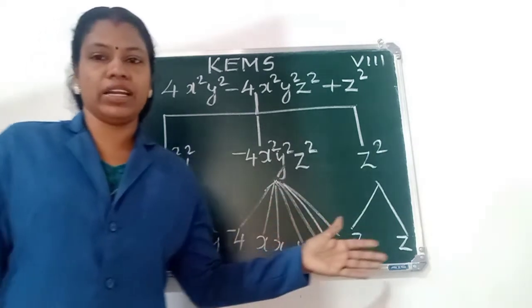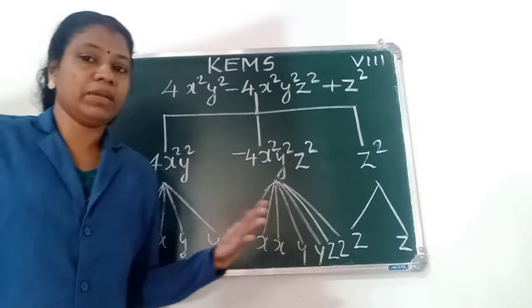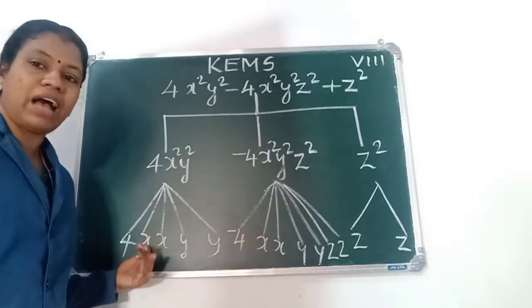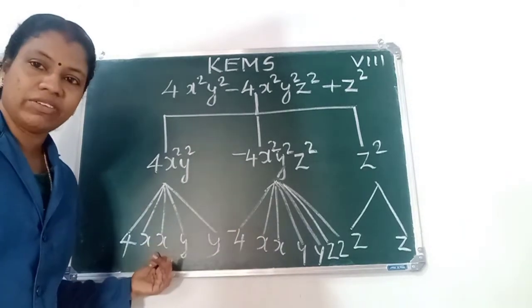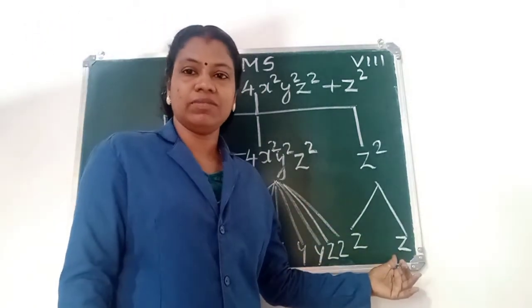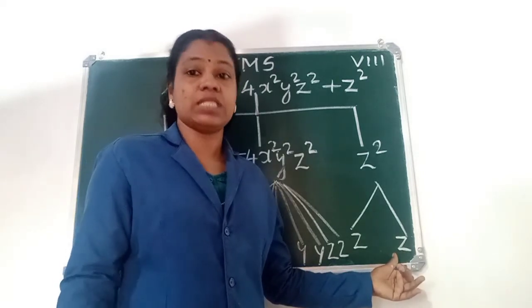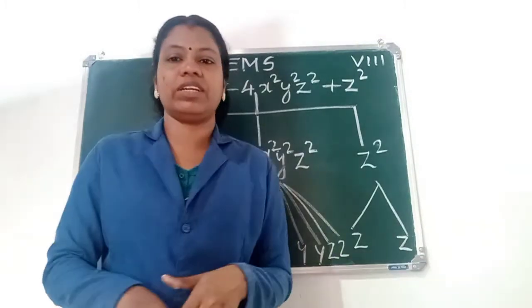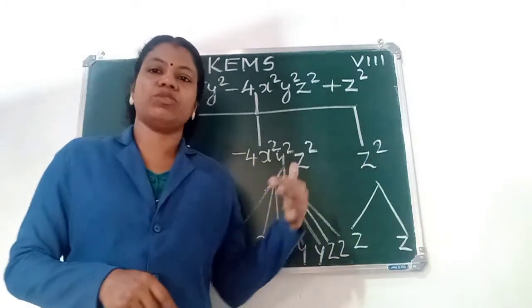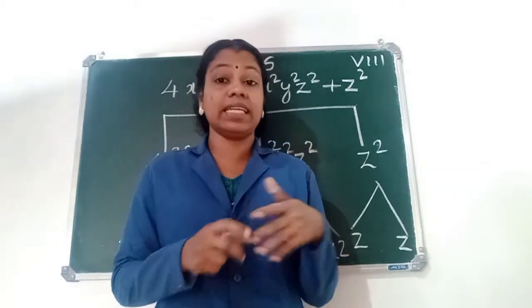Now you can easily find out the coefficient of each term. Coefficient means the numerical factor of a term is called its coefficient. The first term has the numerical factor 4. So, coefficient of first term is 4. Coefficient of second term is minus 4. Now, what about the third term? What is the coefficient of this term? Here the numerical factor is 1. So, 1 is the coefficient of the third term. So you can express the terms and factors using this method, called the tree diagram method.